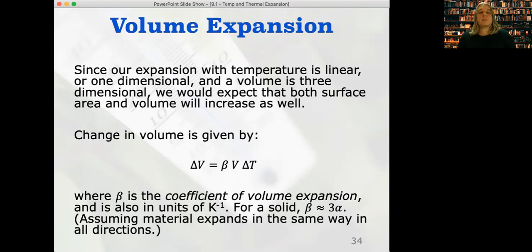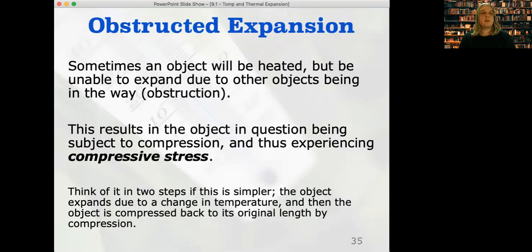You will often see that for solids, beta is about equal to 3 alpha. And that's because if you've got alpha expansion in each direction, then you've got 3 lots of that become beta. Don't worry too much about the math. It usually works out about right that beta is about 3 alpha. But you should always look them up. Don't just assume it's going to be 3 alpha.